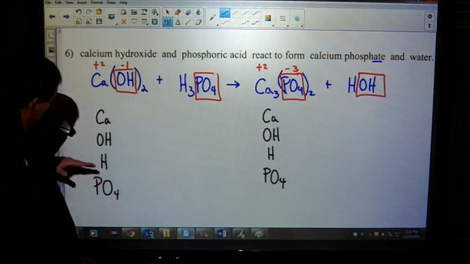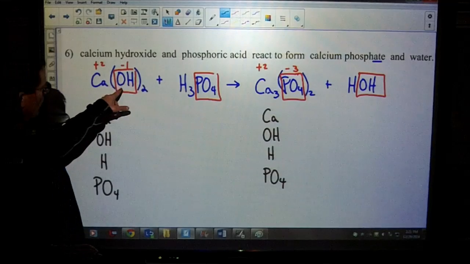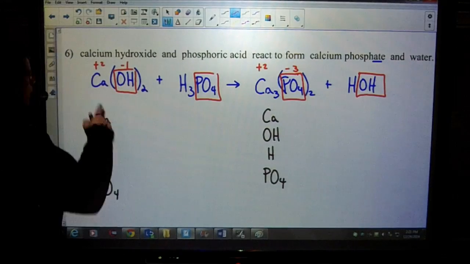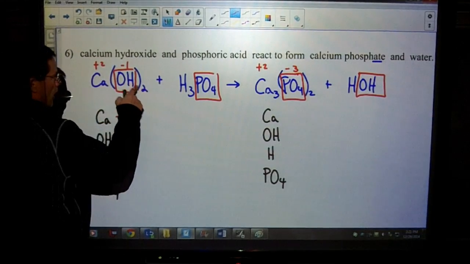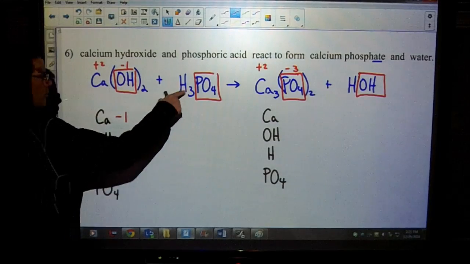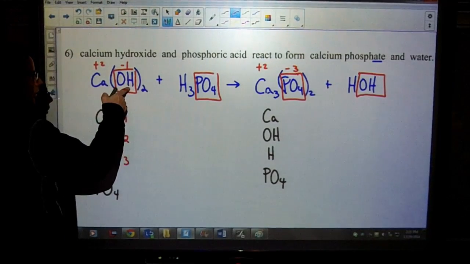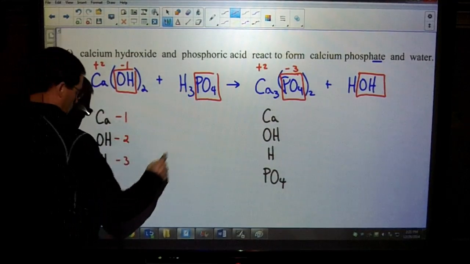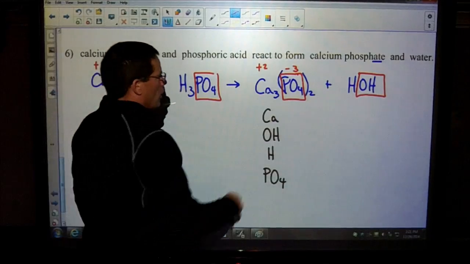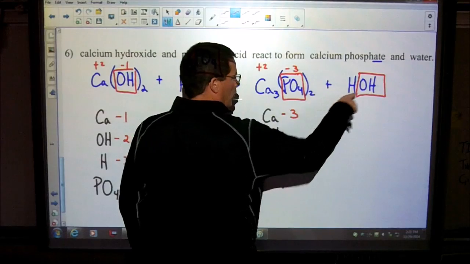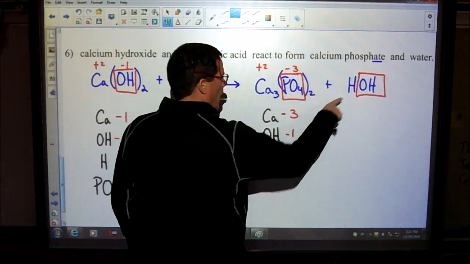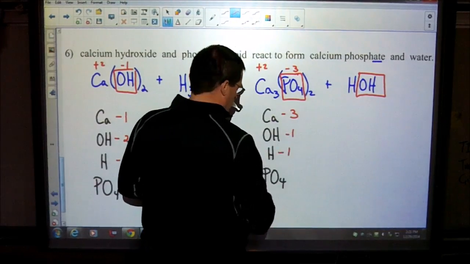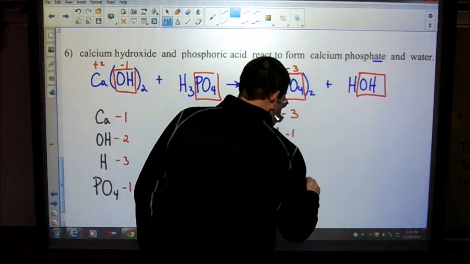Now the reason why I showed the hydrogen separate is because this is a non-metal, this is a metal. So I'm going to treat it like that. All right, calcium, 1. Hydroxide, I have parentheses around that, so there's a 2. Hydrogen, I have 3. Again, I'm not using these hydrogens for that. That's a metal, that's a non-metal, 2 different critters. Phosphate, no parentheses, so there's 1. On this side I have 3 calciums. Hydroxide, no parentheses, there's only 1. Hydrogen, there's only 1. Again, metal, non-metal, 2 different critters. Treat them differently. Phosphate, I have 2.